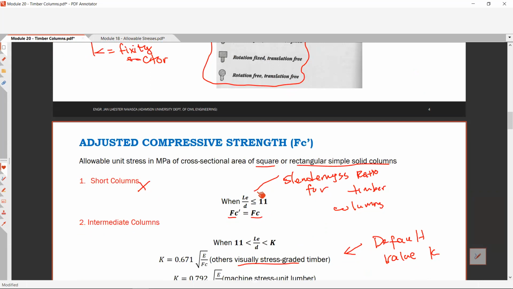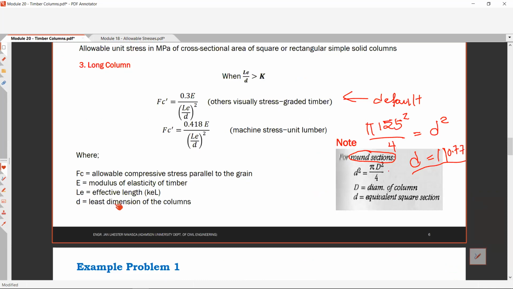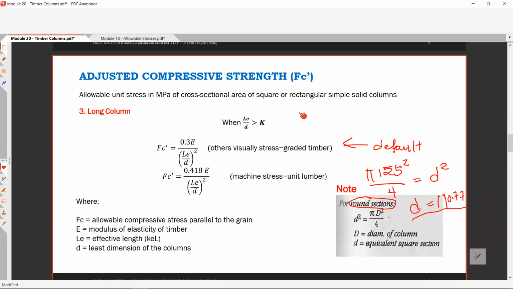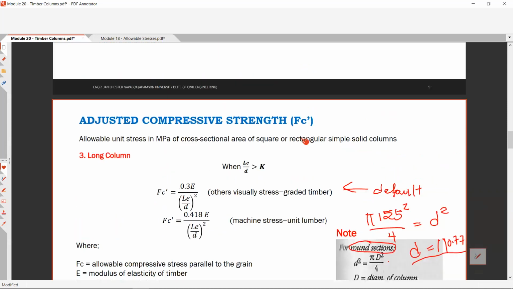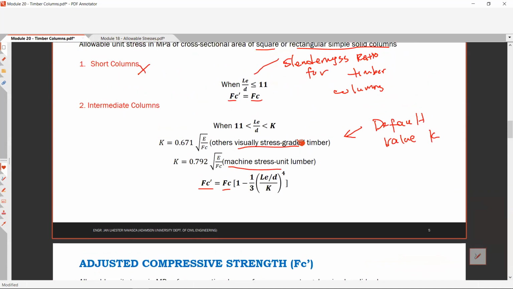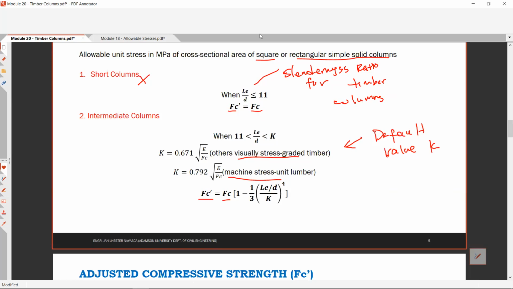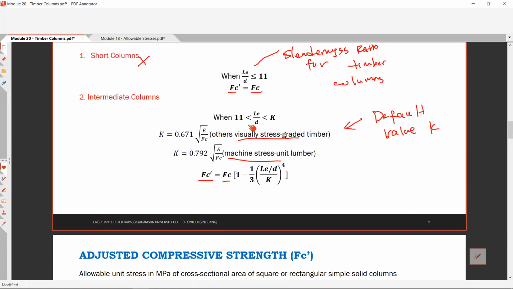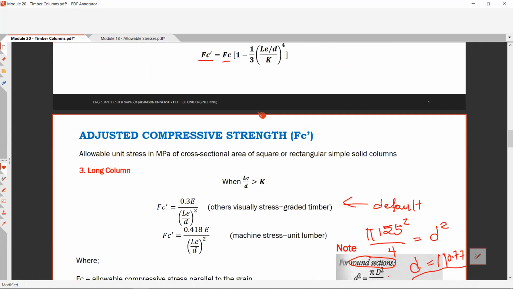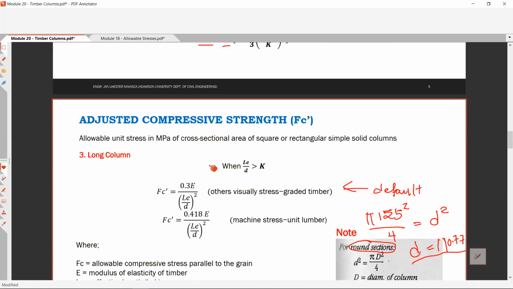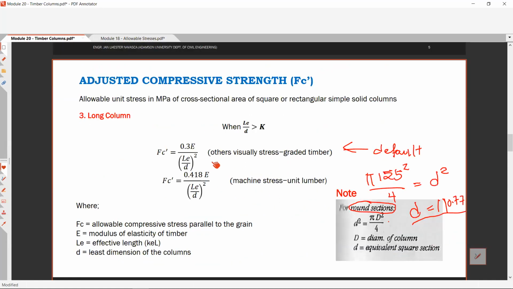Then the value of D, that is the least dimension of the column for a simple rectangular or a square column. Okay? So kapag short column, you get FC prime equals to FC. When intermediate column, the value of FC prime is this one, 1 minus 1/3 LE over D over K raised to 4. And if the column is long, the formula is this one. By default, you will always use visually stress graded timbers.